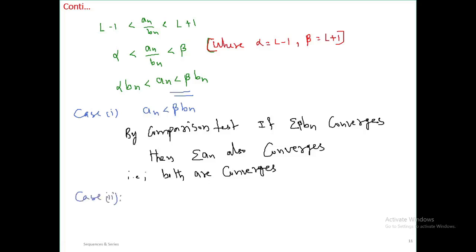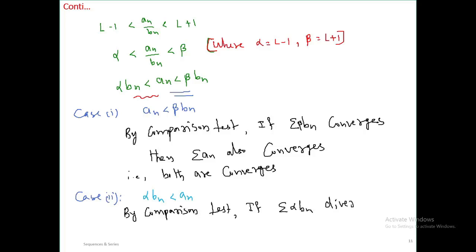So case 2, you look at the leftmost inequality, that means this one, alpha into bn. Alpha into bn is less than an. Okay, again same story. By comparison test, if series alpha into bn diverges, then series an diverges.